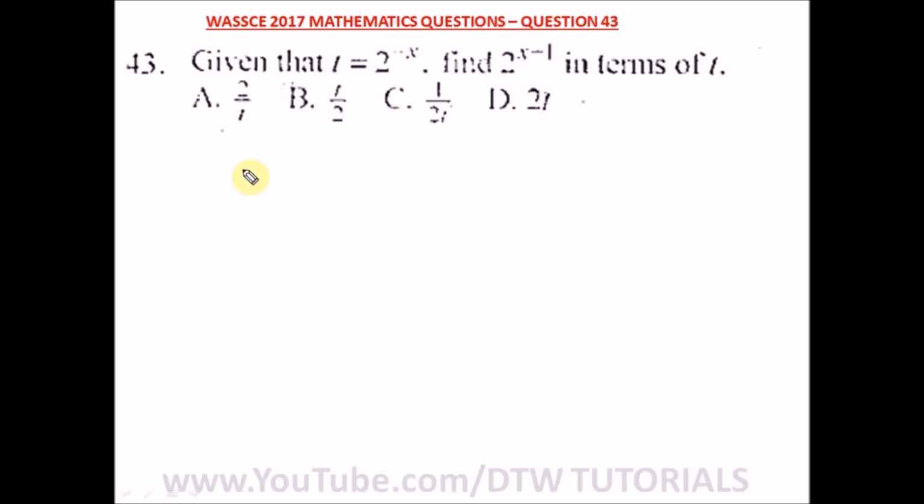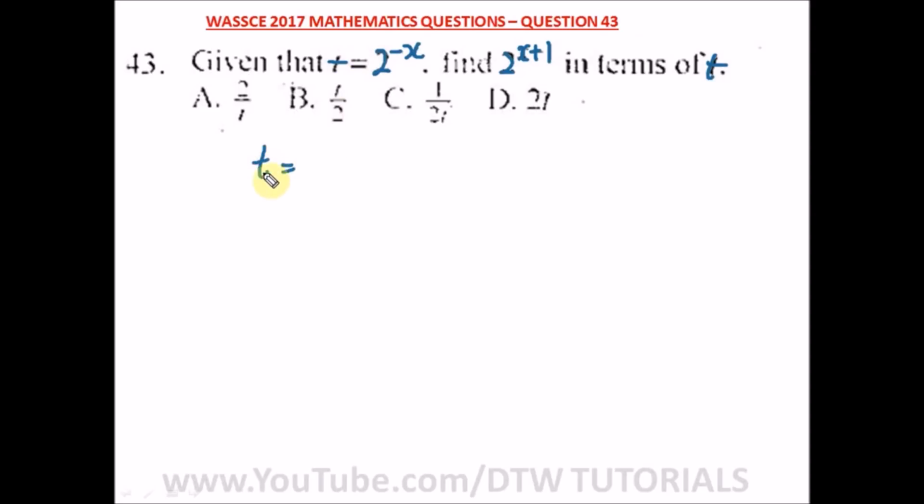Alright, so our answer is Option B. Question 43 of our WASSCE 2017 mathematics past question, that's your WAEC 2017, says given that t is equal to 2 raised to the power minus x, I apologize for this question not being clear. Find 2 raised to the power x plus 1 in terms of t. So what do we need to do now?